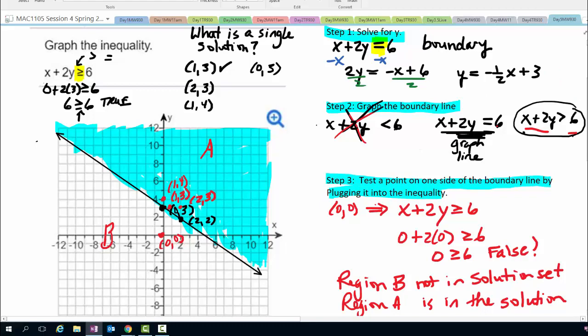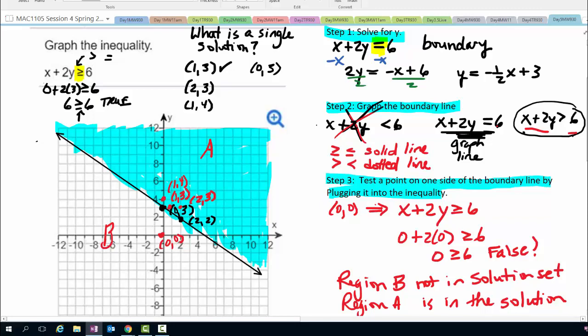Yes? Wouldn't you also have to deal with whether or not the line is supposed to be a dashed line? Yes. If you have a greater than or equal to or less than or equal to, we're going to have a solid line. If you have a greater than or a less than, it's going to be a dotted line because the boundary line is not actually part of the solution set. Okay?